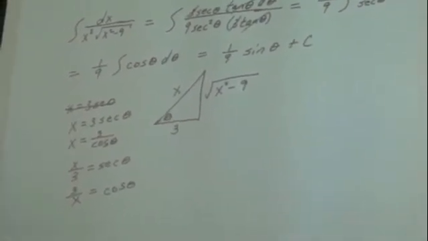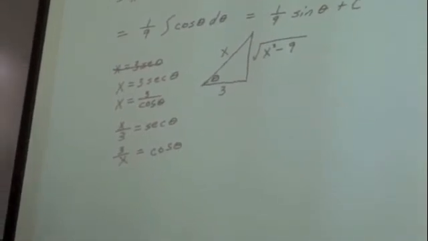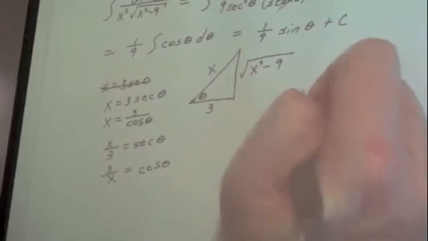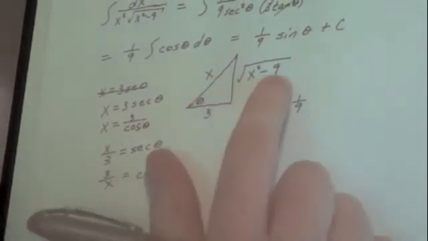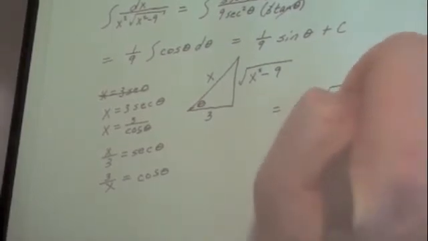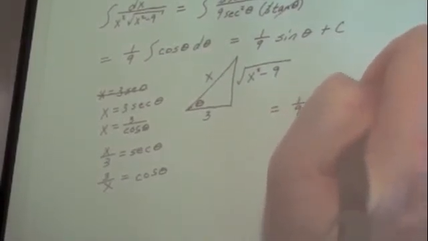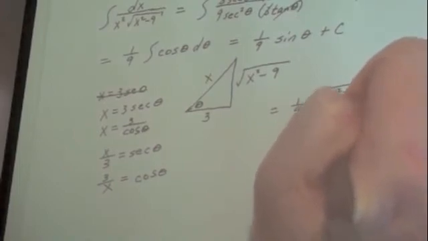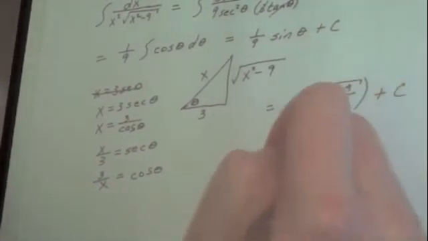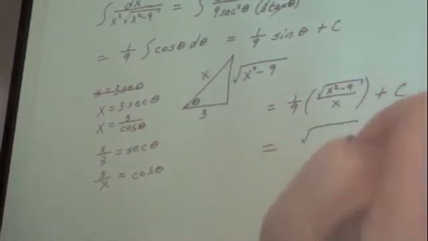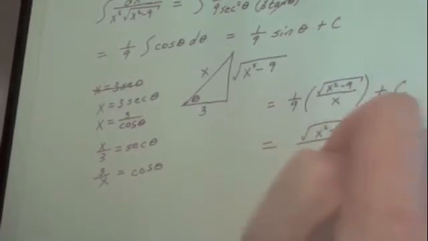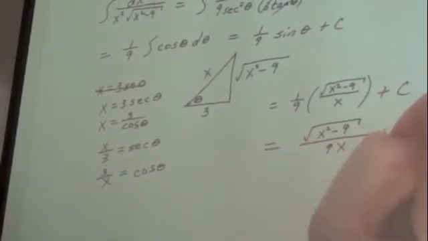So now, I go back in and I try to represent my answer. My answer is supposed to be 1/9 the sine of theta, opposite over hypotenuse. So 1/9 the square root of x squared minus 9 over x plus c. And I'll just go ahead and say this: the square root of x squared minus 9 divided by 9x plus c.